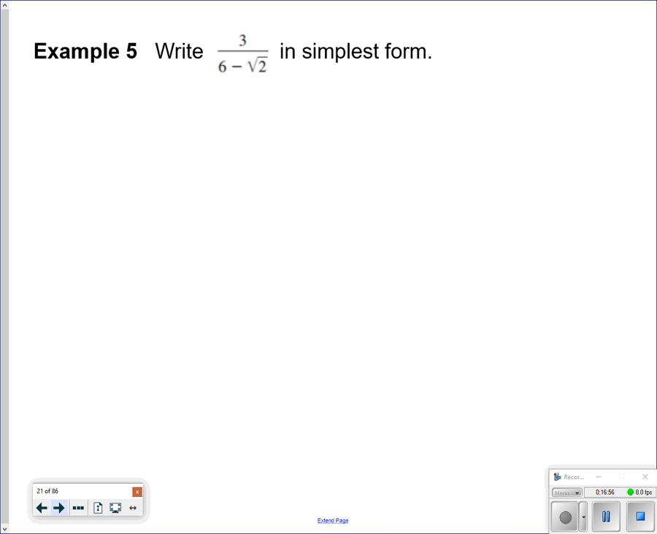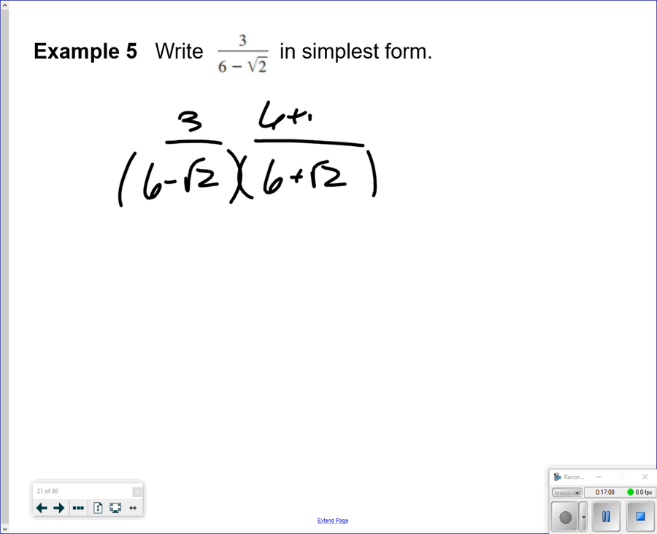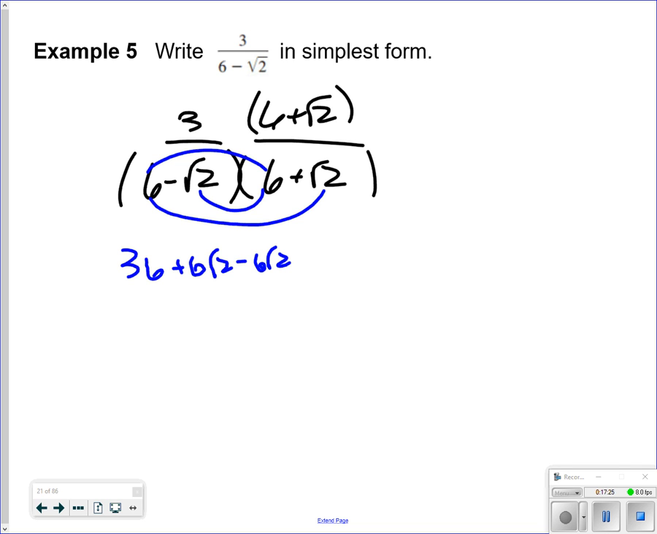So here we go. 3 is being divided by 6 minus the square root of 2. 6 minus the square root of 2 is a binomial. So I need to multiply by the conjugate. The conjugate is 6 plus the square root of 2. Now, let's simplify the bottom first. So FOIL, 6 times 6 is 36. 6 times the square root of 2. 6 times a negative square root of 2. And negative square root of 2 times positive square root of 2 would be negative square root of 4.